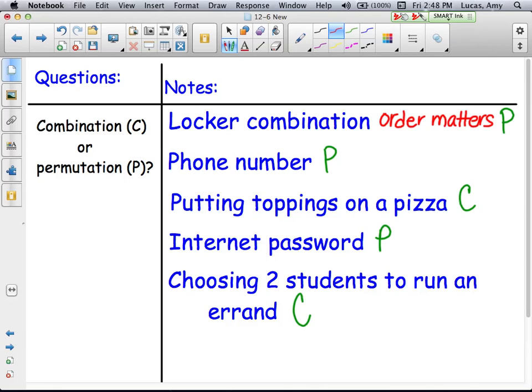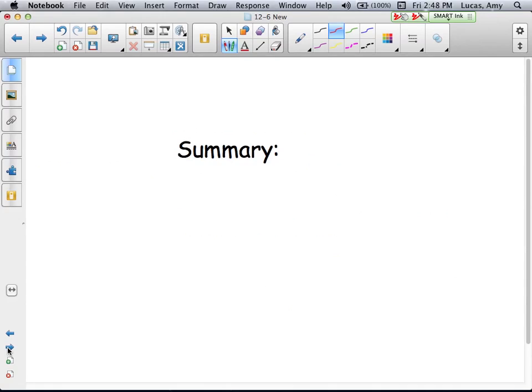So you have to ask yourself if order matters. If order matters, it's a permutation. If order does not matter and you're just combining things together, that's a combination. Okay, you should be able to write a summary now and check with your teacher to find out your homework problems for the day.